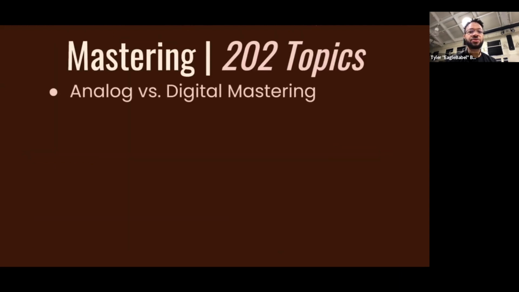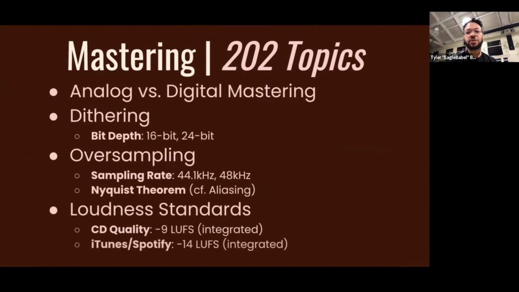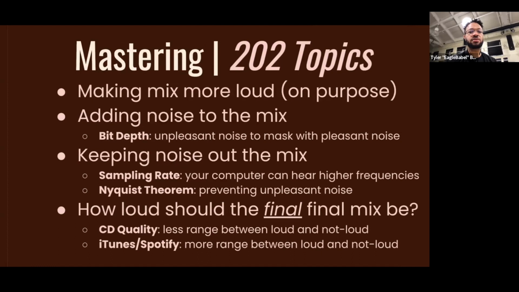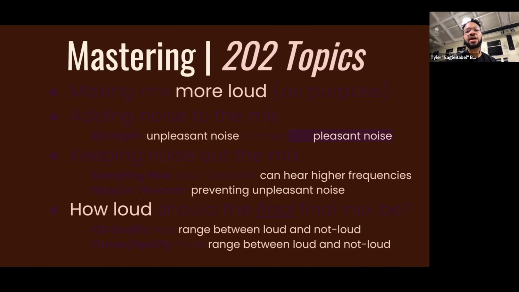Okay, so here's mastering 202 topics: analog versus digital, dithering, bit depths, oversampling, blah, blah, blah, word salad, word salad. What basically are all of these things? It's making a mix more loud. It's adding pleasant noise and masking unpleasant noise. It's keeping noise out of the mix. Let's take out some extra words, actually. Let's take out some more.